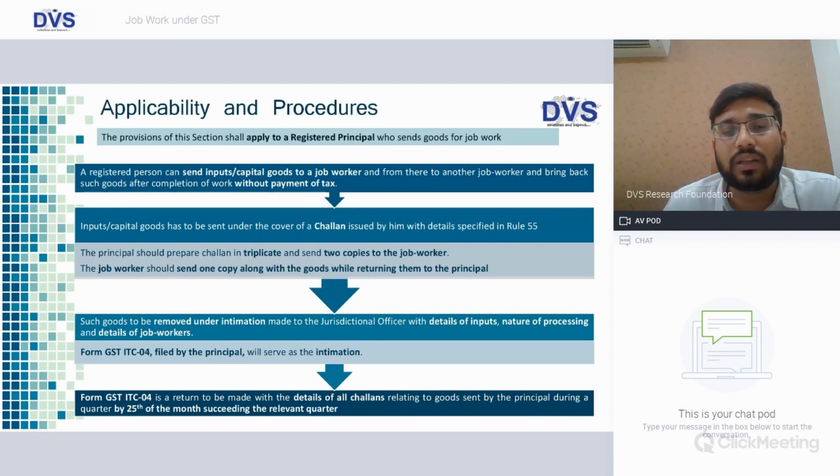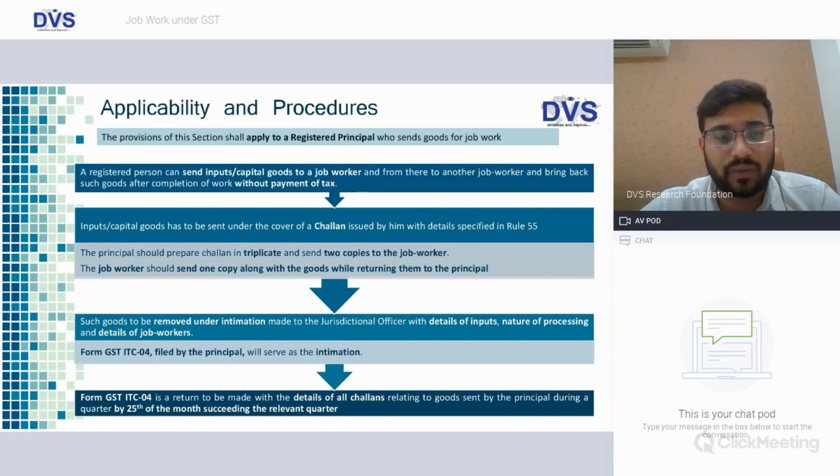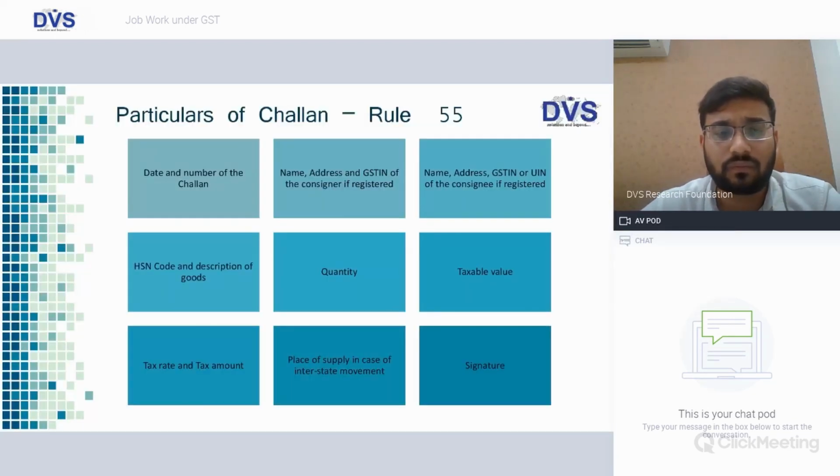The principal should prepare the challan in triplicate, and two copies need to be given to the job worker. And once the job work is done, one copy of that challan along with the goods needs to be returned to the principal. Again, whenever goods are being sent for the purpose of job work, the principal has to intimate in form GST ITC 04. That form needs to be filed by the principal of what all goods are being sent on a job work basis.